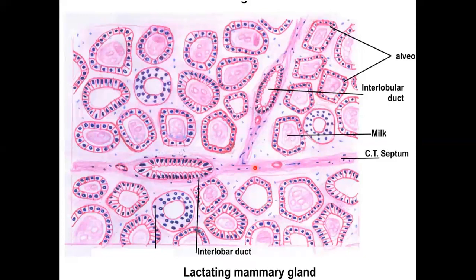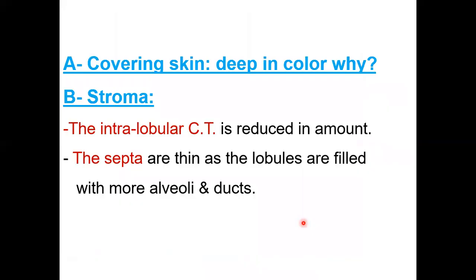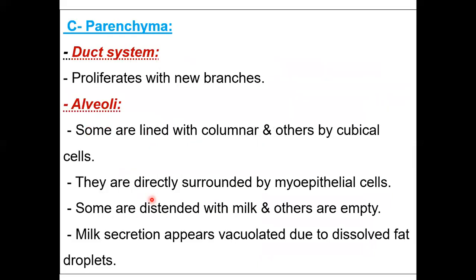The septal connective tissue is reduced in volume, while the alveoli are increased in volume. Duct system and the alveoli represent the major part or percentage of the mammary gland in the lactating stage. Covering skin is deeper in color due to accumulation of melanin. Stroma of the mammary gland during lactation: intralobular connective tissue reduced in amount. Septa are thin as the lobules are filled with more alveoli and ducts.